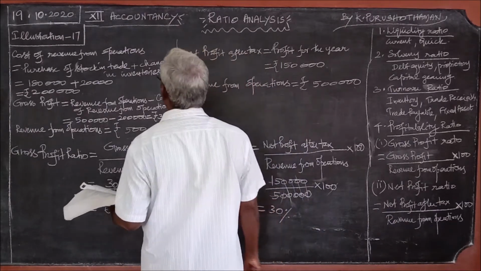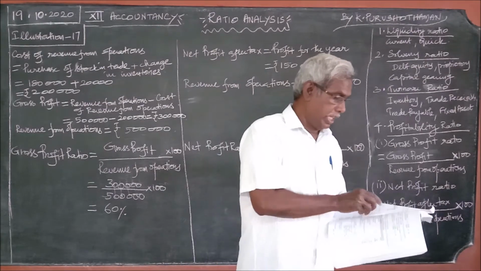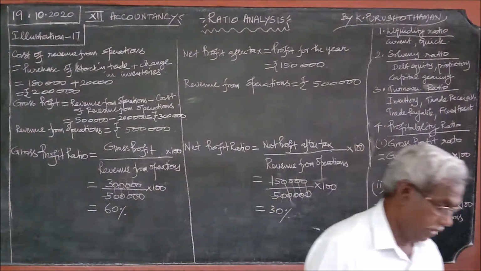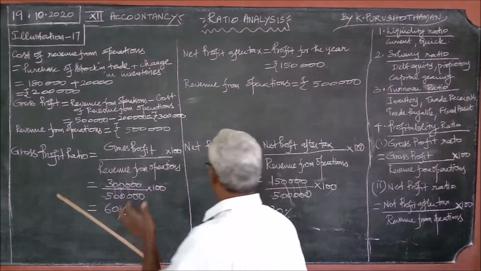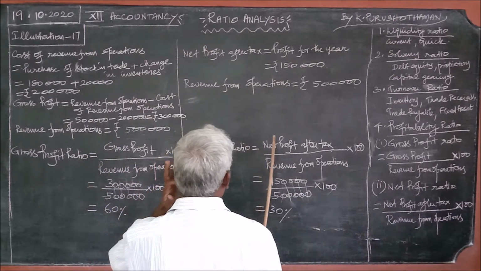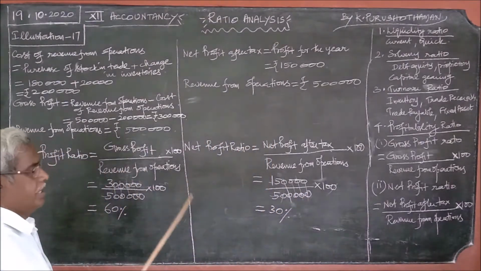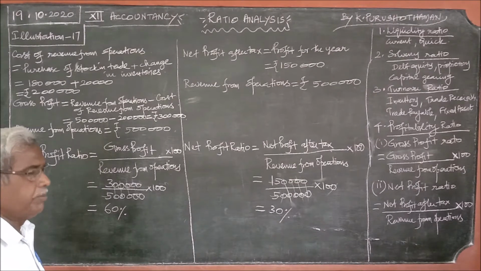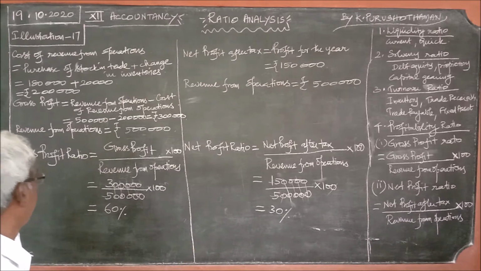What is the specialty of illustration 17? I should explain you now. In illustration 17, both gross profit ratio and net profit ratio are asked combinedly. Maybe asked under 3 marks or 5 marks, sometimes even. To make your work easier, maybe asked under even 5 marks.